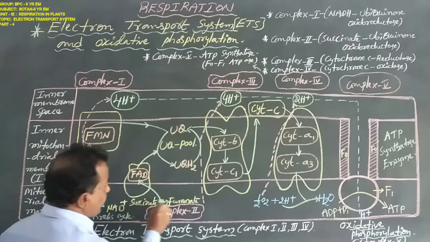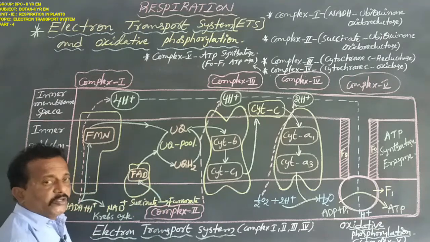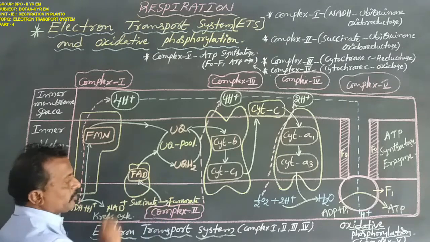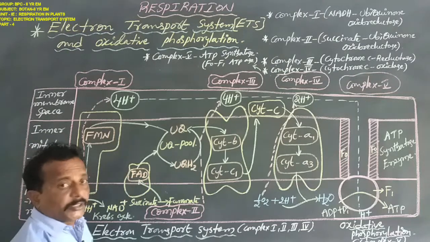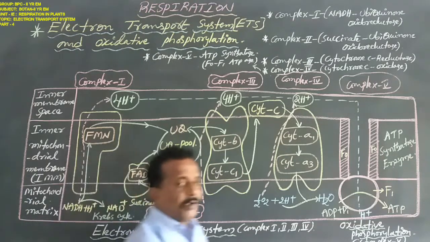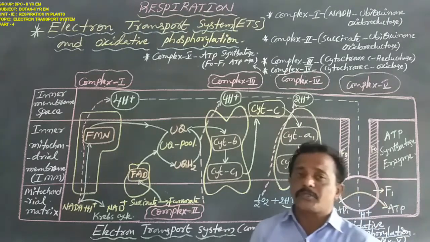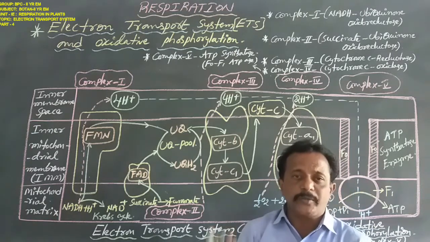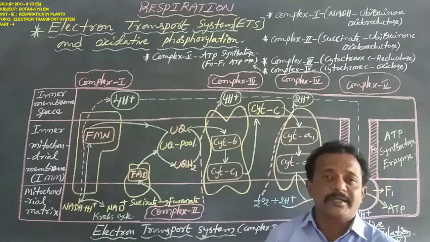So between succinic acid and fumaric acid, reduced FADH2 is formed. This reduced FADH2 releases some amount of electrons. These electrons reach another prosthetic group, that is FAD, flavin adenine dinucleotide. Why? Because complex 1 and complex 2 contain prosthetic groups. These prosthetic groups are iron-sulfur proteins and easily receive the electrons and pass them to another electron carrier.